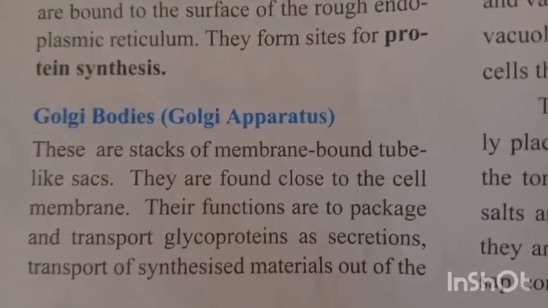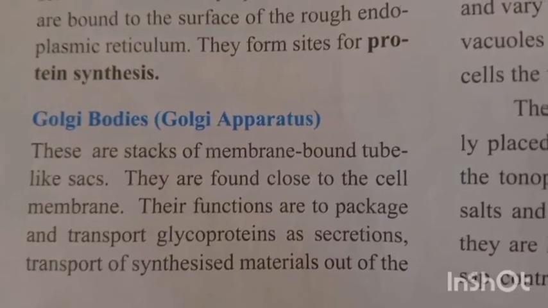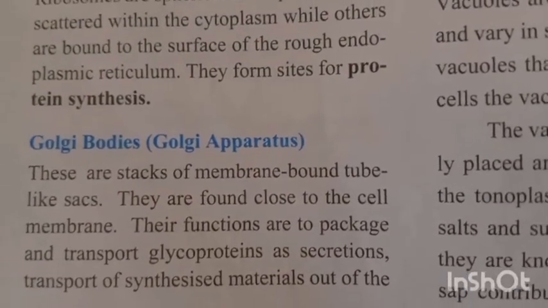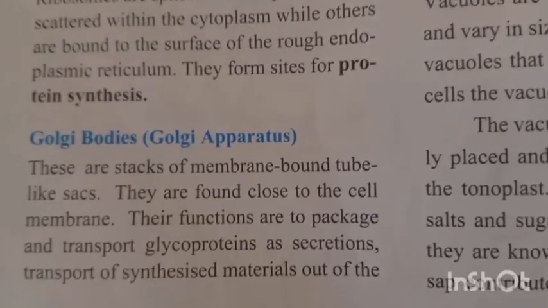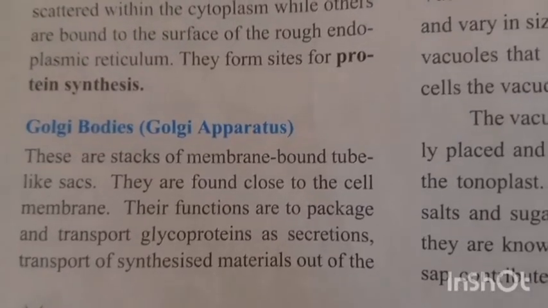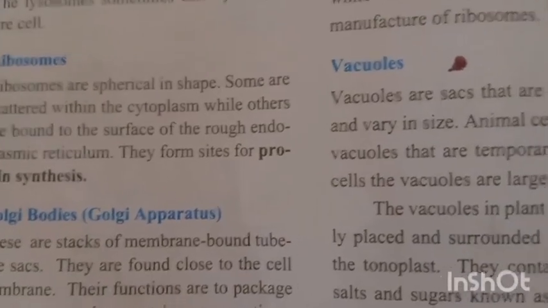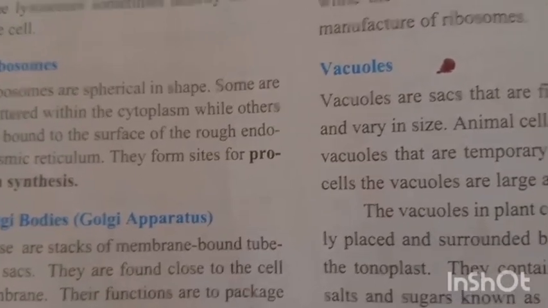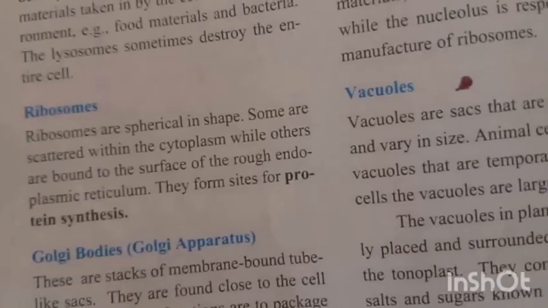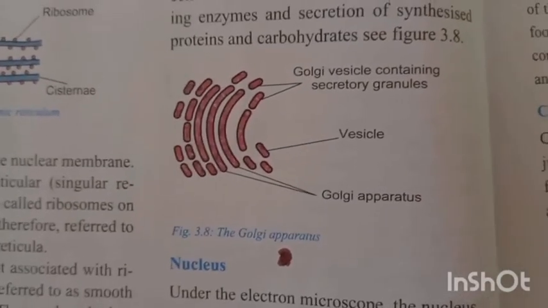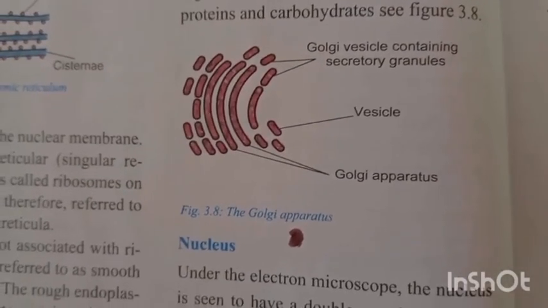Golgi apparatus look like stacks of membranes, and they are found close to the cell membrane. Their function is to transport glycoproteins and secretions, and they transport synthesized materials out of the cells. They can also transport secretions that are synthesized by enzymes. So they look like this, stacks of membrane, and they transport cell secretions.